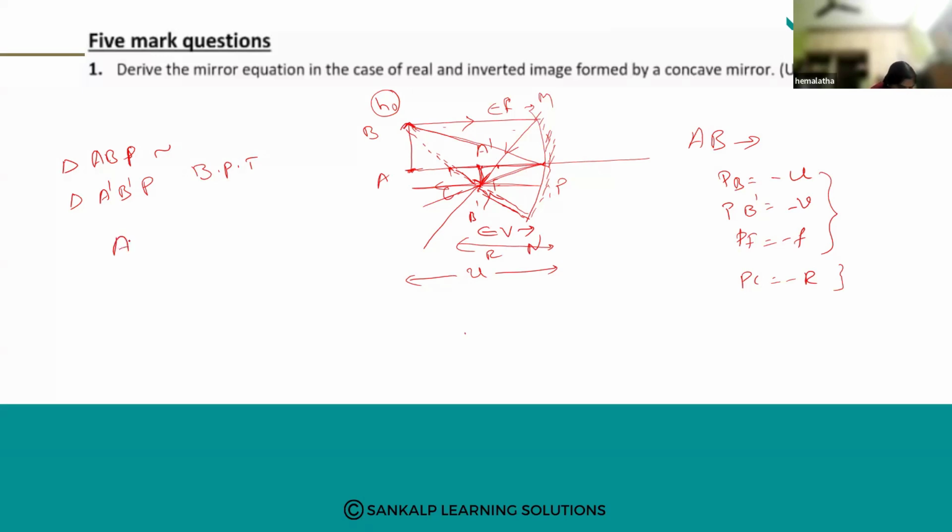That is, A dash B dash divided by AB is equal to P dash B dash divided by PB.